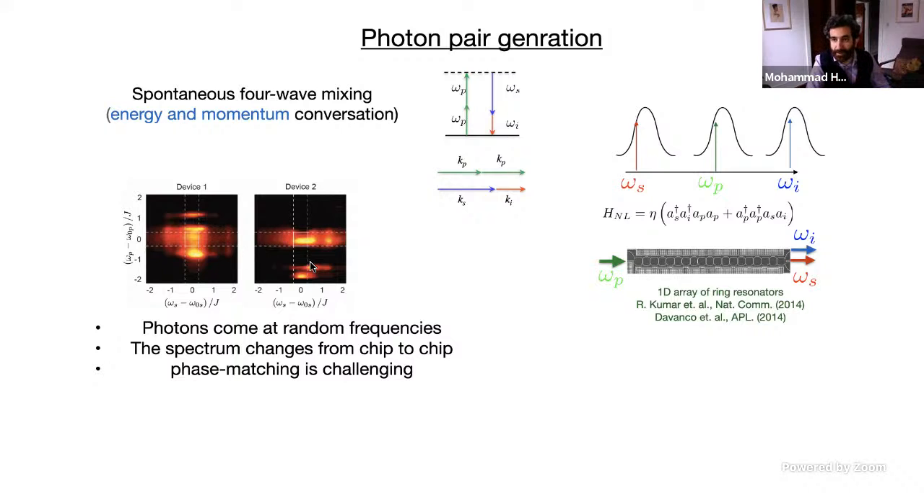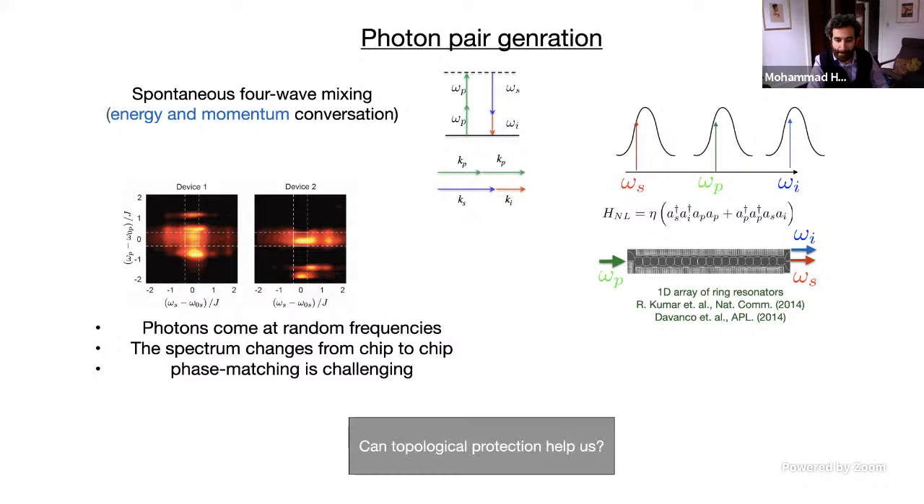Here is the precursor of Anderson localization. The system is much smaller than the localization length. So can we use topology to solve this problem or to address it to some extent? In particular, can we address this problem of conservation of momentum, which in optics is called phase matching?